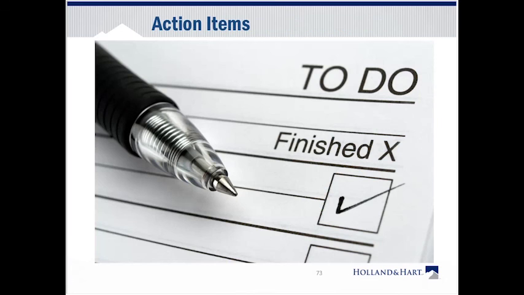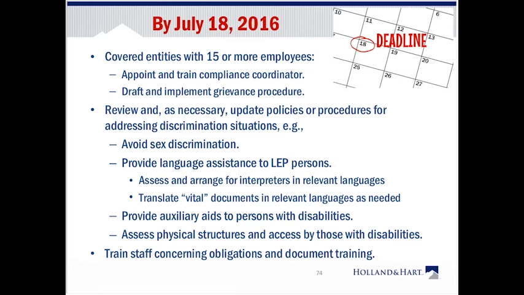So that sort of covers the topics, and we want to just leave you with some action items. By July 18th, 60 days after the issuance of the final rule, a covered entity with 15 or more employees has to appoint and train a compliance coordinator and has to draft and implement grievance procedures. Also, by July 18th, you have to review and, as necessary, update your policies and procedures for addressing discrimination situations.